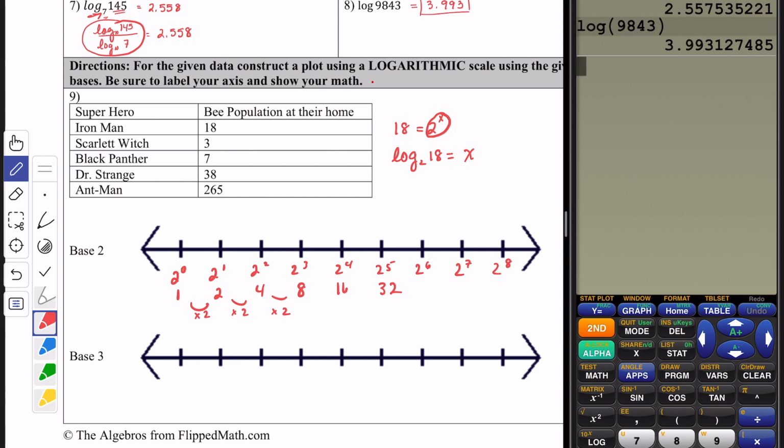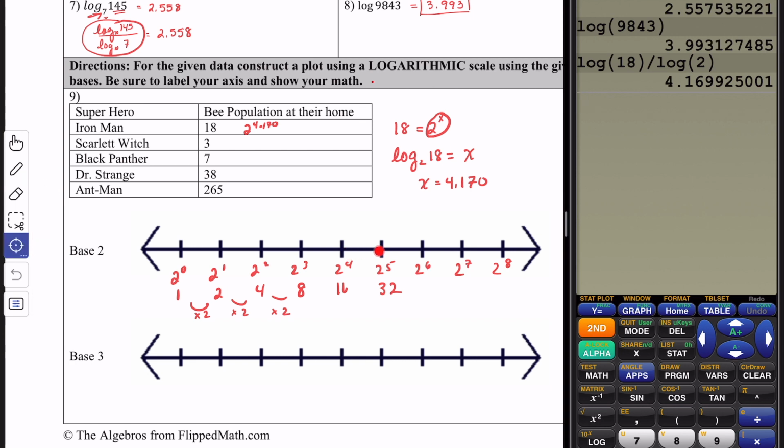Okay, so I'm going to find out what the log base 2 of 18 is. So I'm just going to go log of 18 divided by log of 2, using that change of base formula as I type it in. There we go. And it says 4.170. This is 2 to the 4.17. And so here's 2 to the 4, there's 2 to the 5th, 0.17 should be right about there.